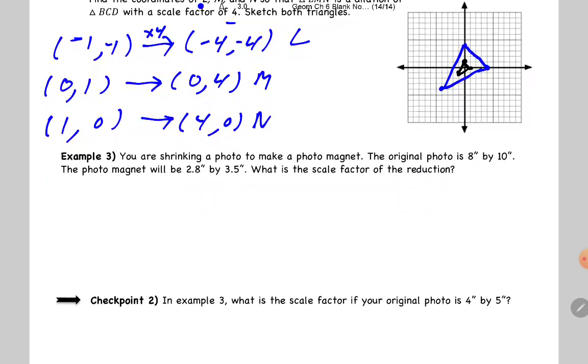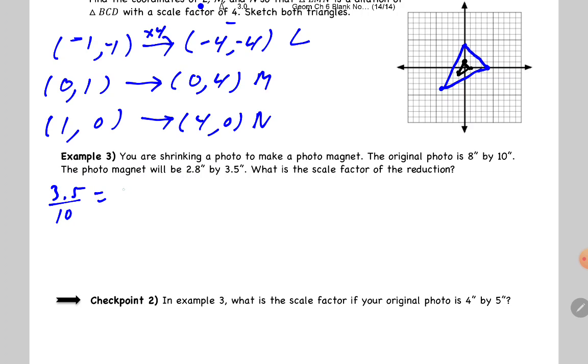You are shrinking a photo to make a photo magnet. So the original photo is an 8-inch by 10-inch. The photo magnet will be 2.8-inch by 3.5-inch. What is the scale factor of the reduction? Okay. So I'm just going to take one pair of numbers, 3.5 over 10. I guess this would be the width.